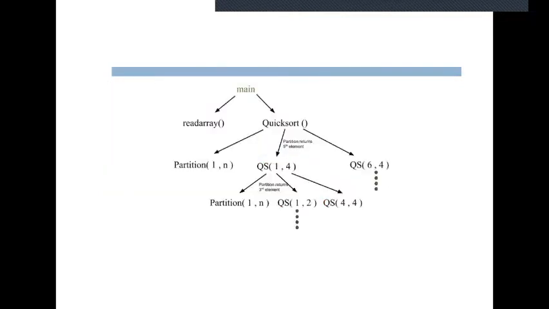And this is an example of an activation tree for quicksort. First we have the main function. From main we call read array, which is used to read the input, and the quicksort function for sorting that input using the quicksort mechanism. In quicksort we have some more functions, such as partition. Again, quicksort is further divided and called recursively. Each and every time we call, it's a recursive call.